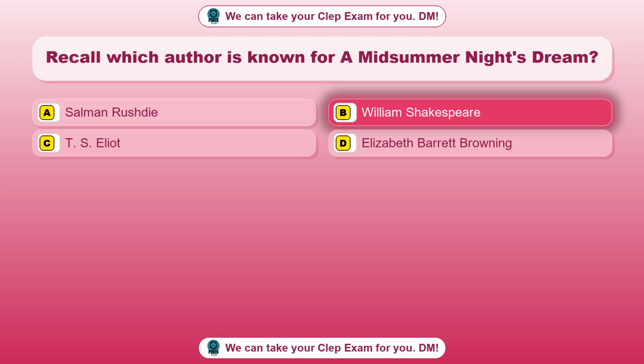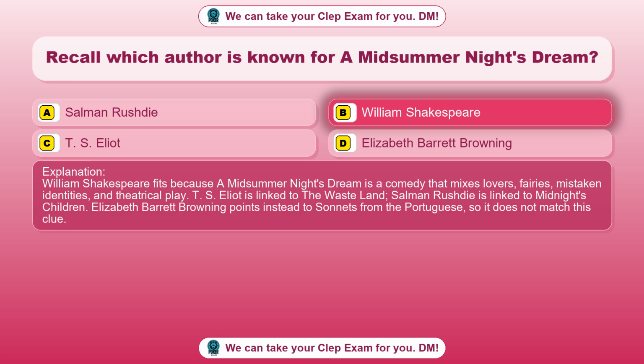William Shakespeare. William Shakespeare fits because A Midsummer Night's Dream is a comedy that mixes lovers, fairies, mistaken identities, and theatrical play. T.S. Eliot is linked to The Waste Land. Salman Rushdie is linked to Midnight's Children.